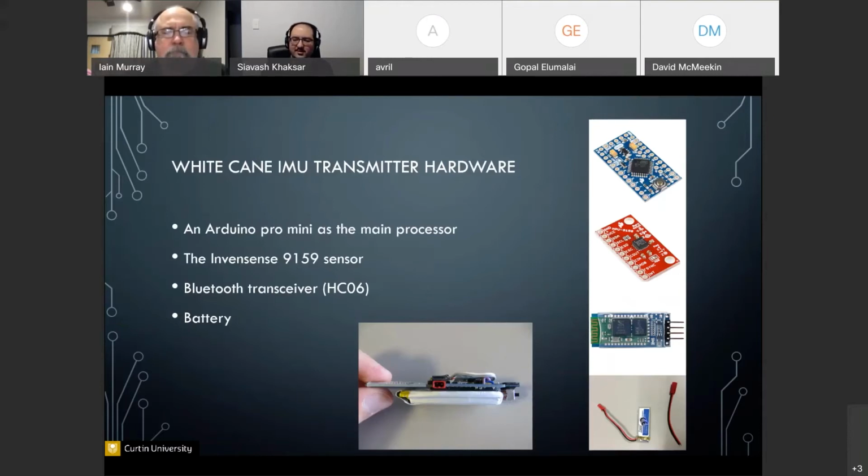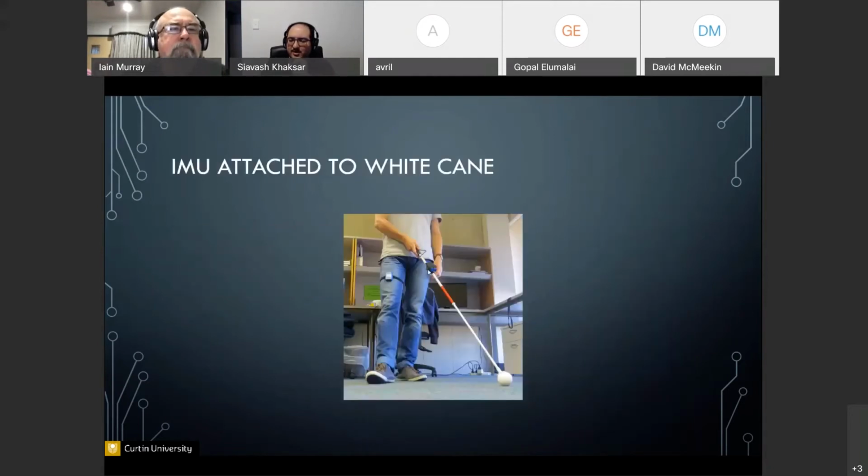There's an Arduino Pro Mini. We have the IMU sensor and a Bluetooth transceiver. And this is the bit that gets connected to the white cane. She had two of these sensors, and this is from an older prototype. I think this one is Remy's thesis, because she's following up on one of our other researchers. So basically, we had the sensors connected on one of the legs and the white cane itself.